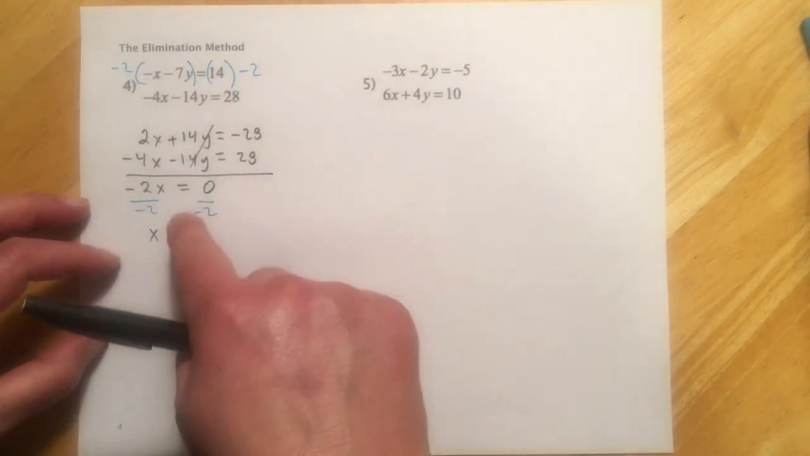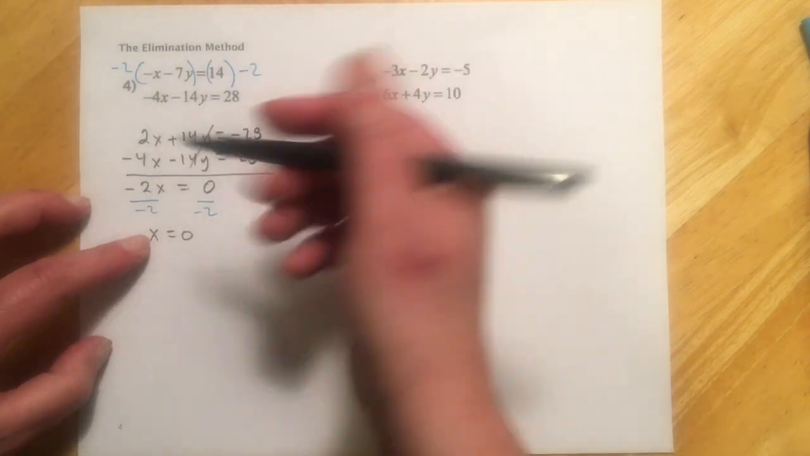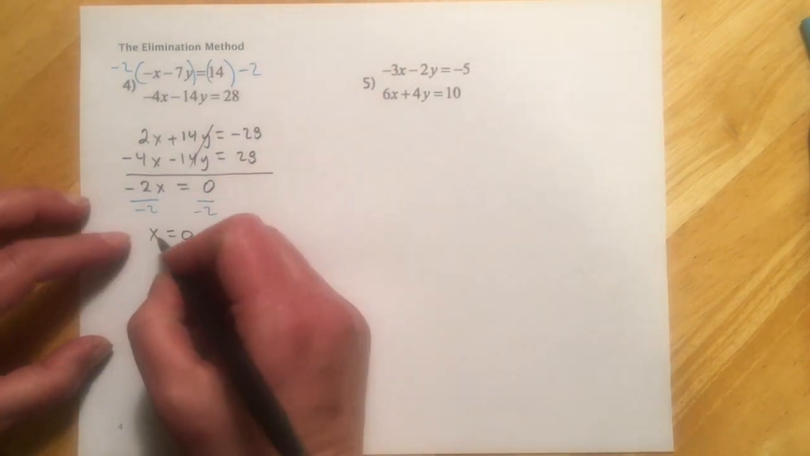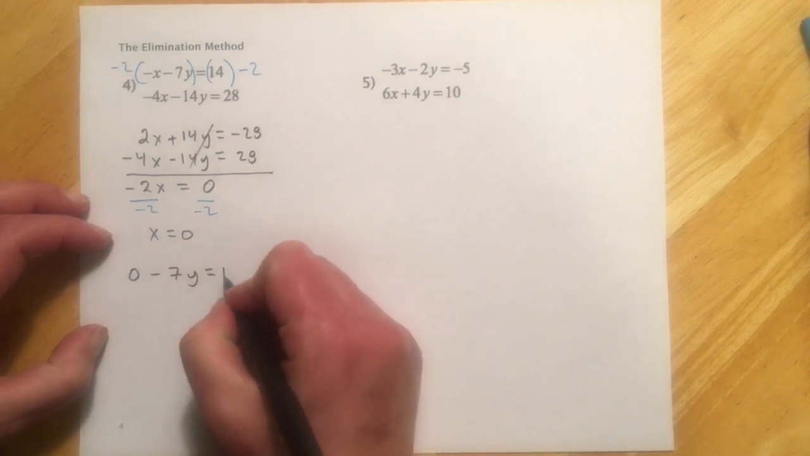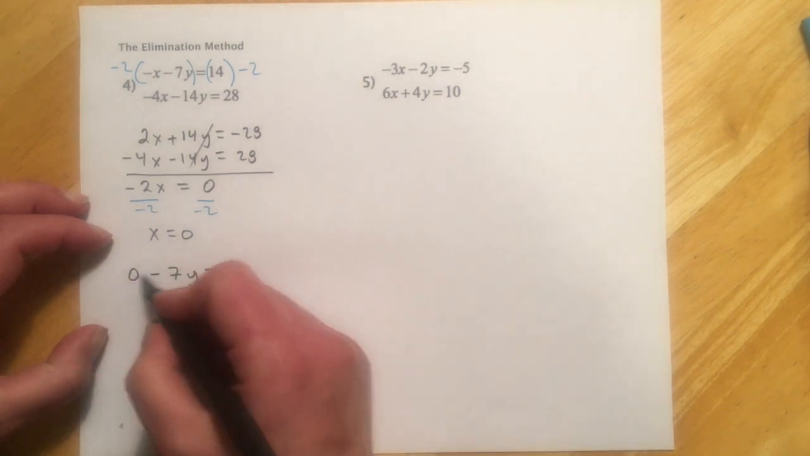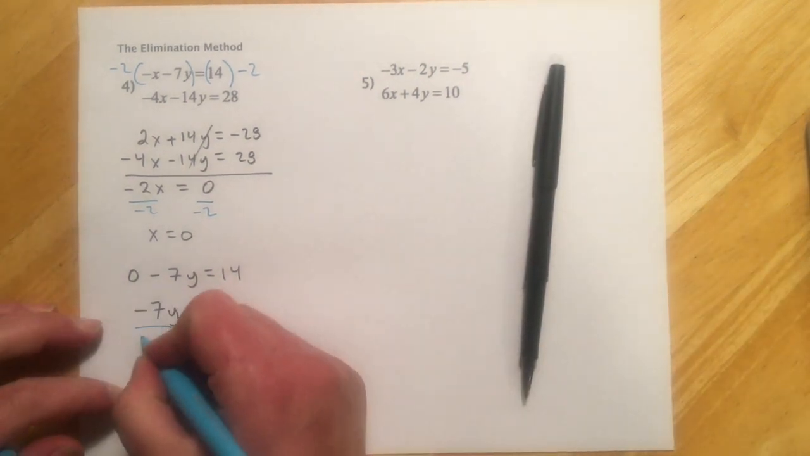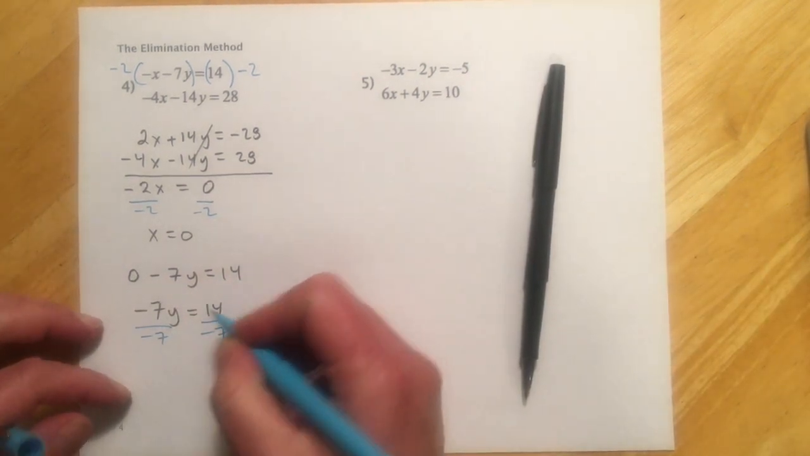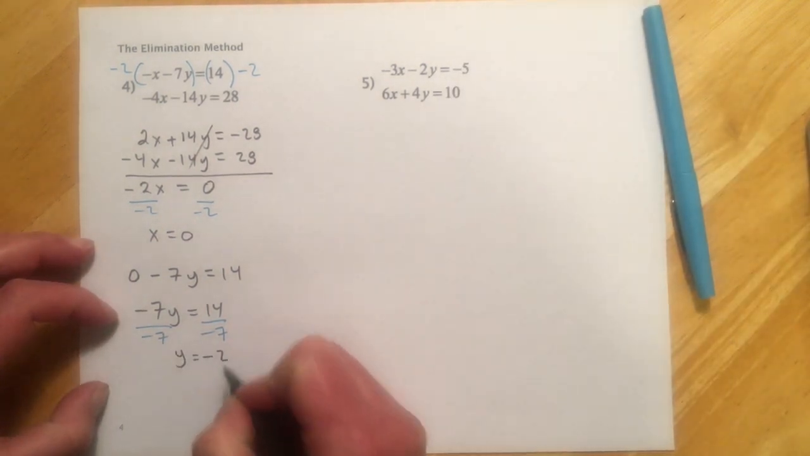Once I know x, I can toss it back into one of these original equations. I'll arbitrarily pick the first one because it has smaller numbers. So that'd be 0 minus 7y equals 14. The 0's not doing much, so we'll just say 7y equals 14. Then divide, and y equals -2.